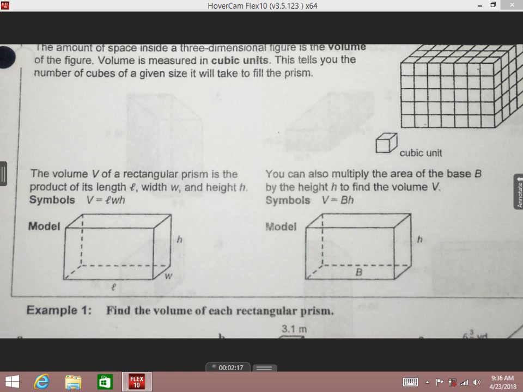So if we're filling something up, it's volume. If it's flat, it's area. I know I kind of reiterated, but it's really important. If it's flat, it's area. If we're filling it up, it's volume.